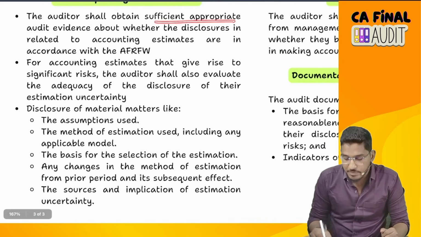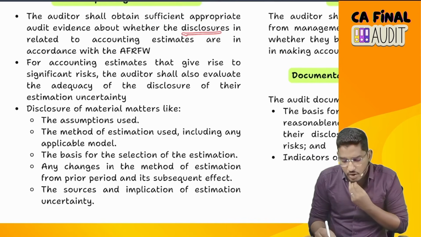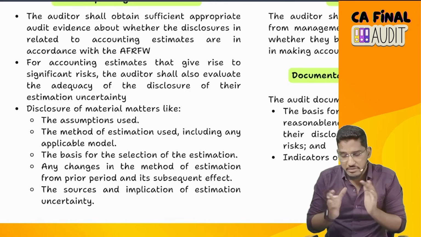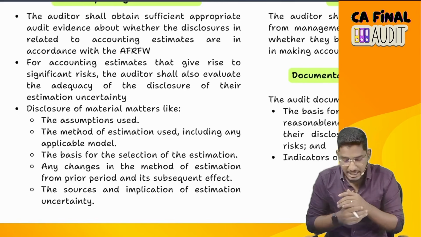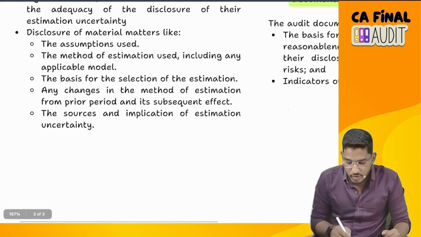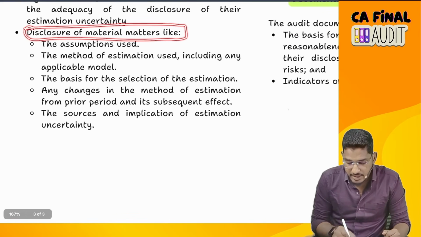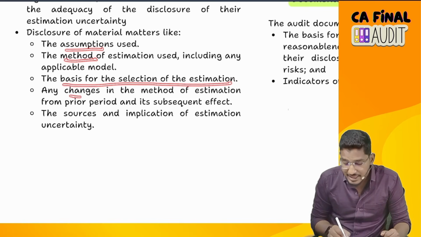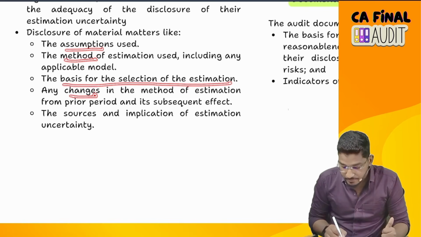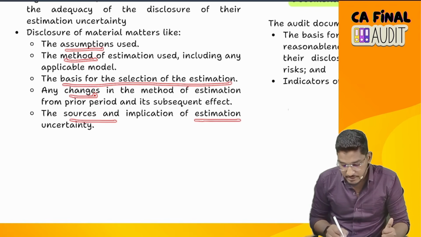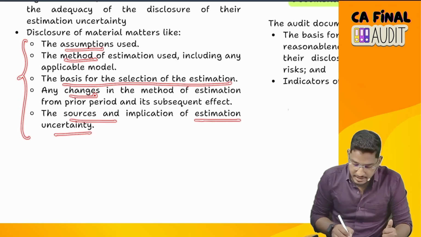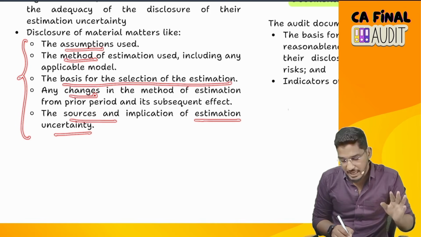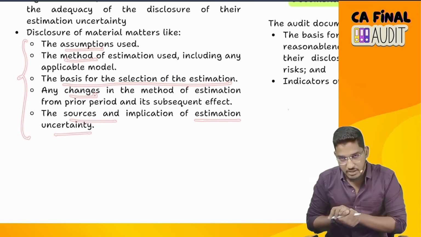As an auditor, you need to obtain sufficient and appropriate evidence whether all disclosures required as per the applicable financial reporting framework have been given or not. Generally, the disclosures required from the management regarding accounting estimates are what assumptions they have used, what method they have used, what is the basis for selection of the estimation, is there any change compared with last year, and the sources and implication of estimation uncertainty. Generally, these things are required to be disclosed by the management. I will check whether all these disclosures are given or not.